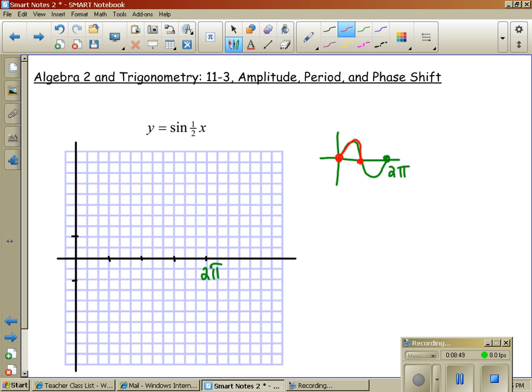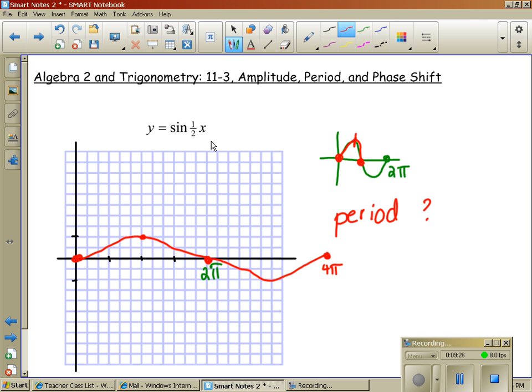Again, starts at 0, ends at 0. Halfway in between goes up to 1. Connect the dots. So there's the graph between 0 and 2 pi. What's the period? How long will it take to complete one cycle? Well, we could finish doing this. Where does it end? The answer is 4 pi. So you can think about it logically, where would it end?